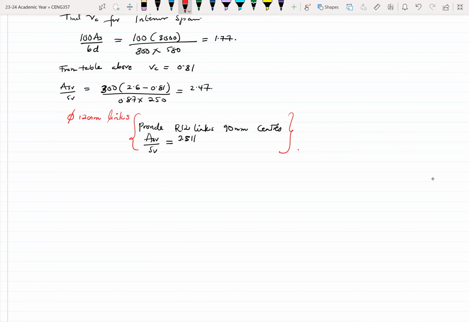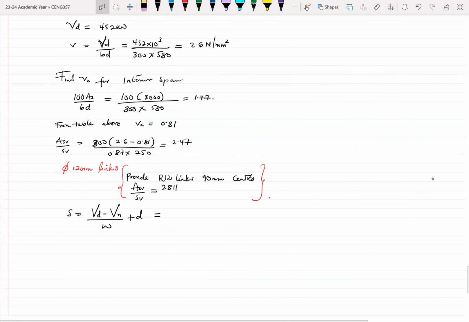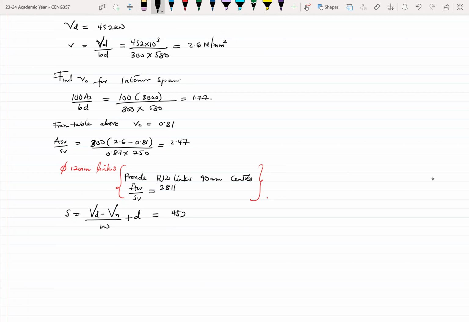So again, let's find the spacing for that as well. So the S for that will be VD minus VN over W plus D. Our VD in this case is 452. Our VN will be the same regardless, right? So VN is 199. Our W is also 199 plus 0.58, the D, and that will give us 1.85 meters.